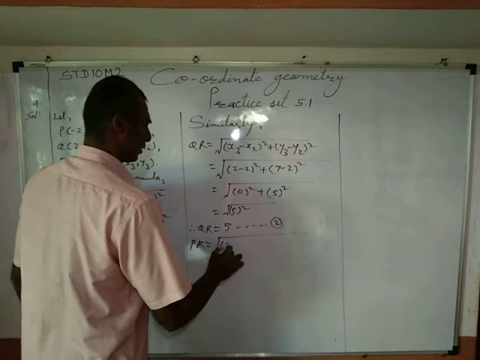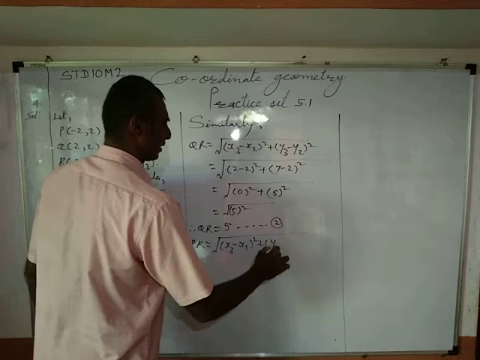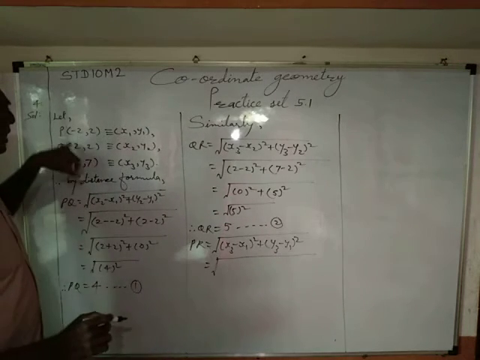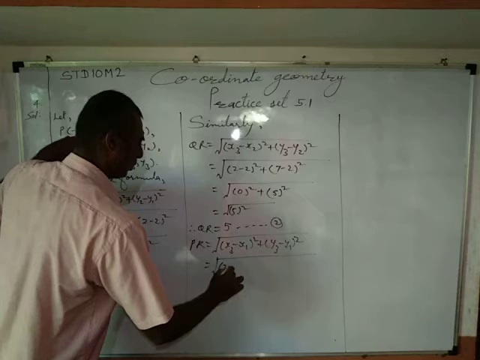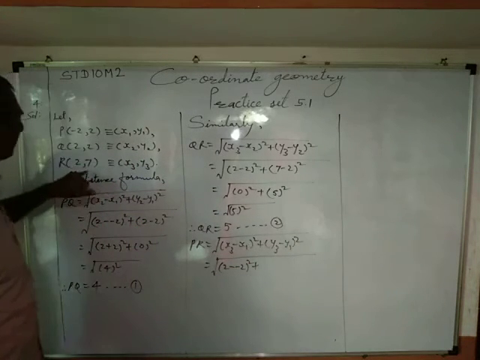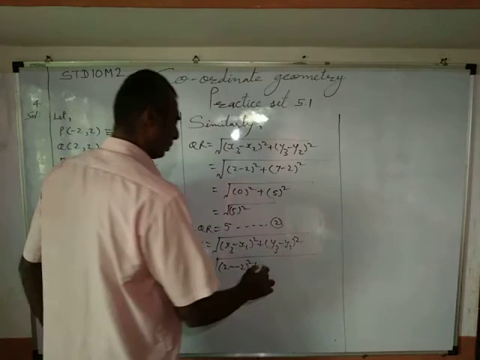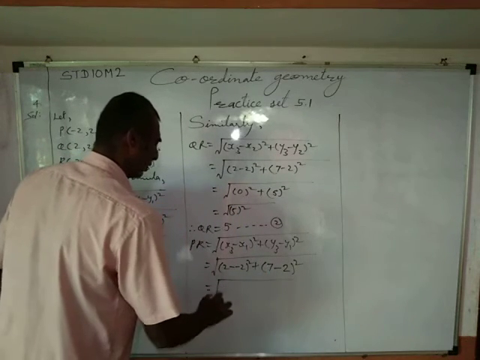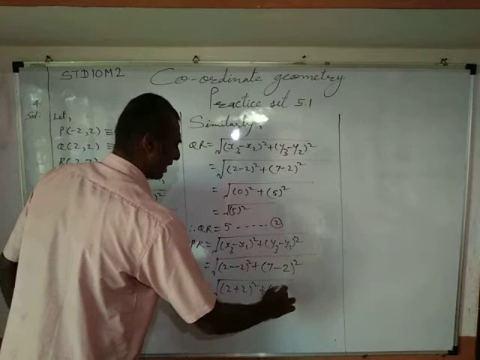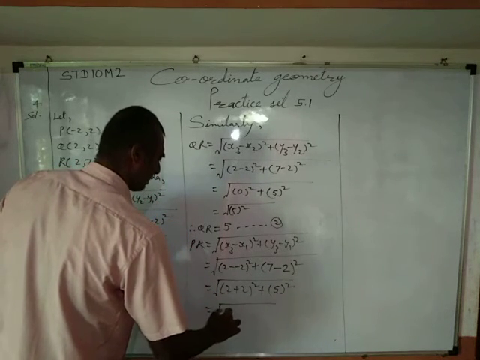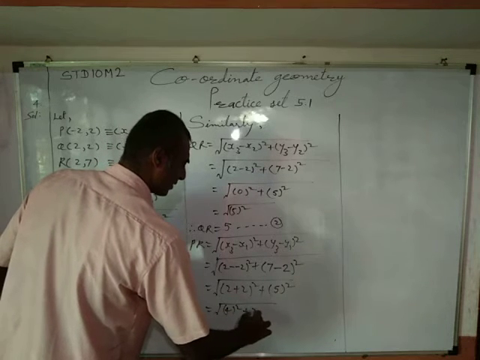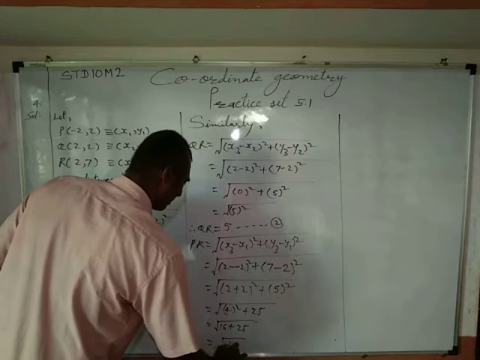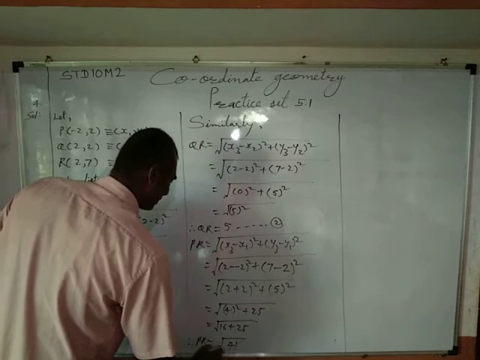PR equals under root (x3 minus x1) square plus (y3 minus y1) square. Here x3 is 2 and x1 is minus 2, so it will be (2 minus minus 2) square plus, y3 is 7 and y1 is 2, so (7 minus 2) square. That equals under root (2 plus 2) square plus 5 square, which is 4 square plus 5 square, that is 16 plus 25, equals root of 41. Therefore, PR equals root of 41.